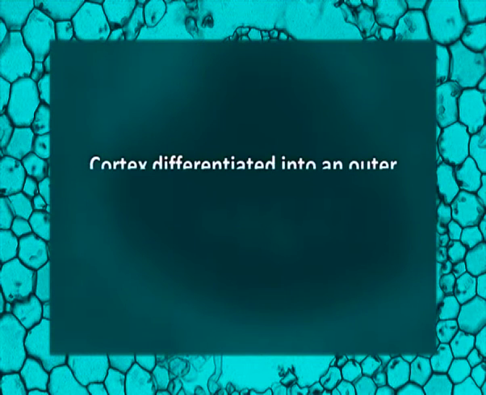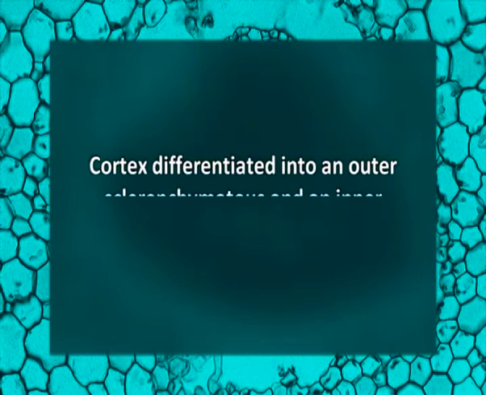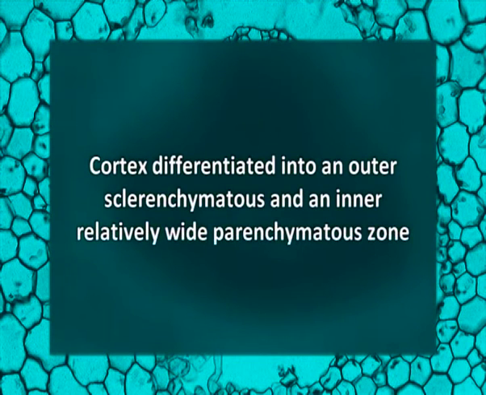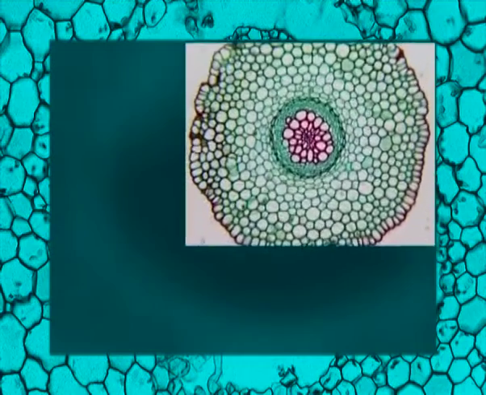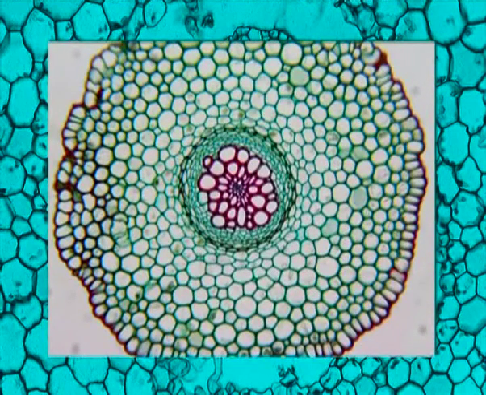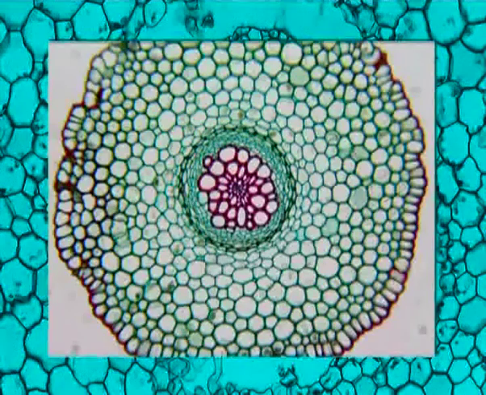The cortex is differentiated into an outer sclerenchymatous and an inner relatively wide parenchymatous zone. The innermost layer of the cortex forms the endodermis. The protostele of the rhizophore is surrounded by parenchymatous pericycle. Usually the stele is monarch and exarch.